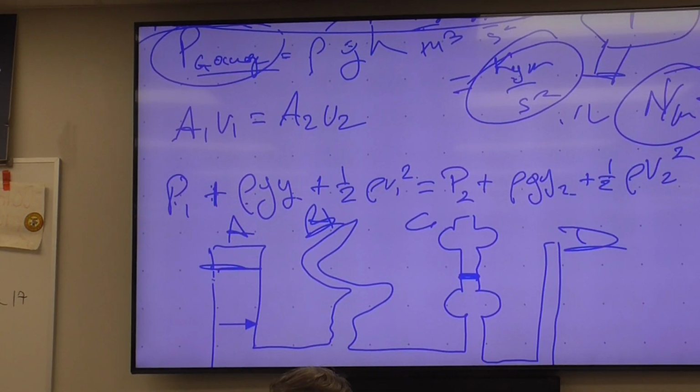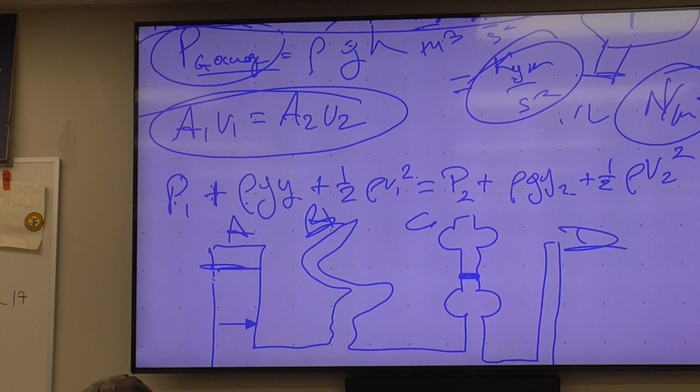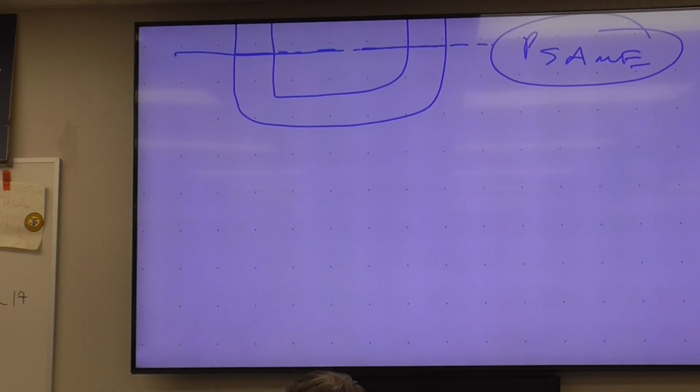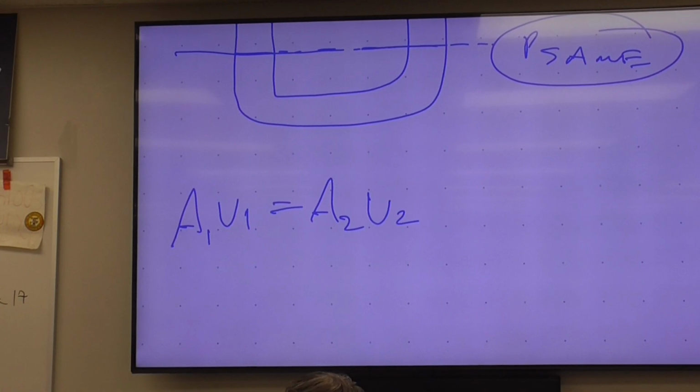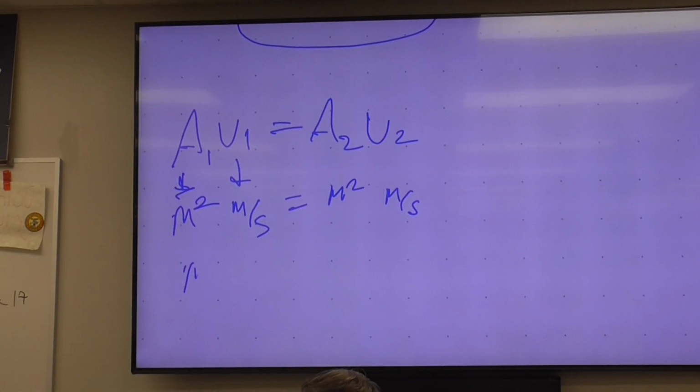The next one I want to talk about is area 1, velocity 1 equals area 2, velocity 2. Not volume, he's meant to say velocity. A1 V1 equals A2 V2. This is your cross-sectional area in meters squared, and this is a velocity in meters per second. So what units do you get out of this? Meters cubed per second. Meters cubed is a measure of volume.